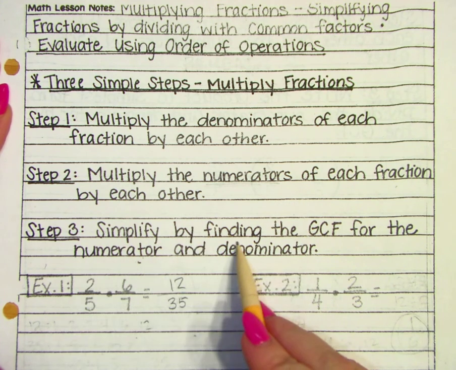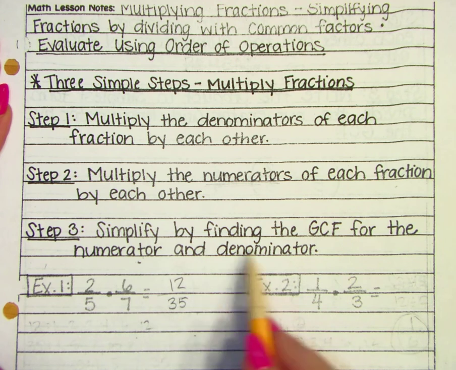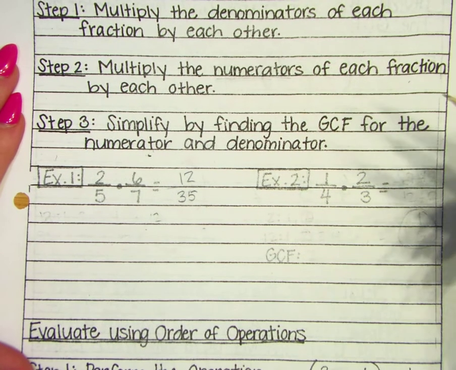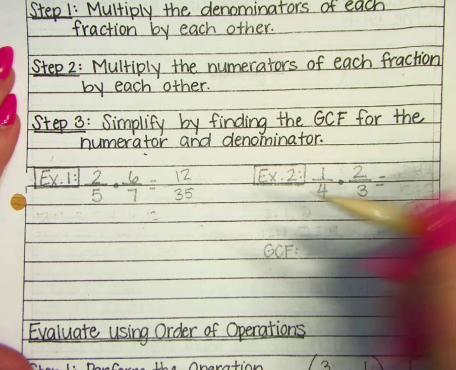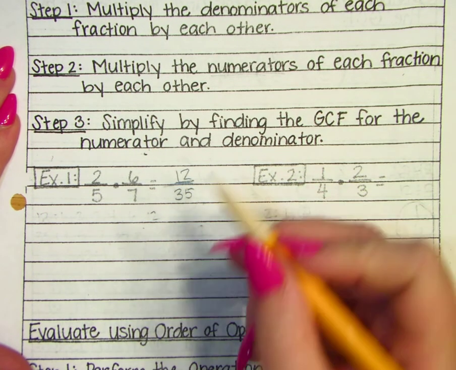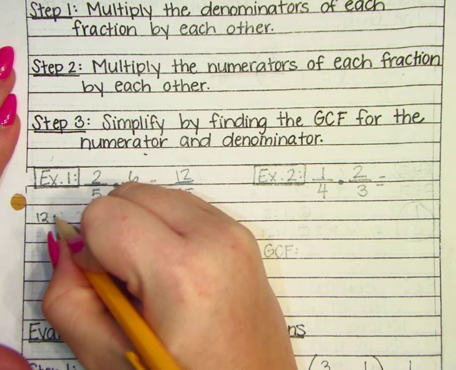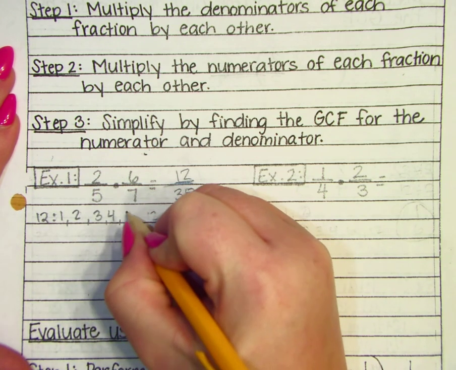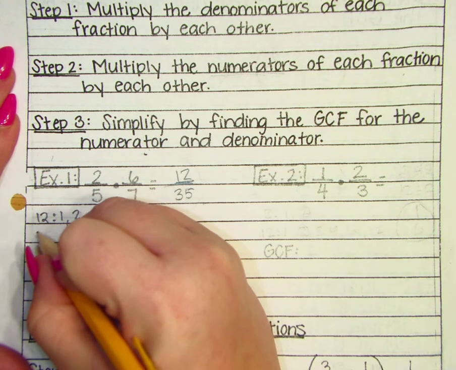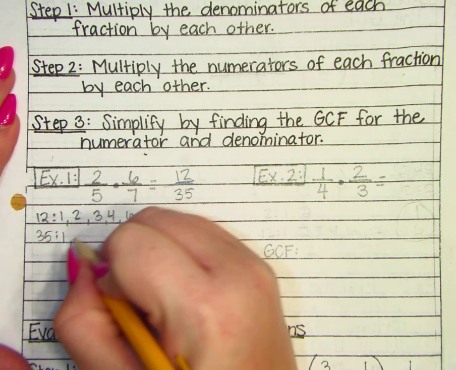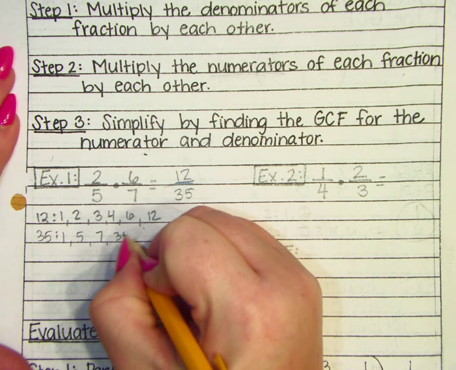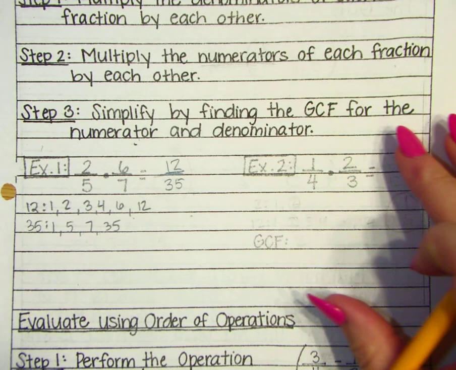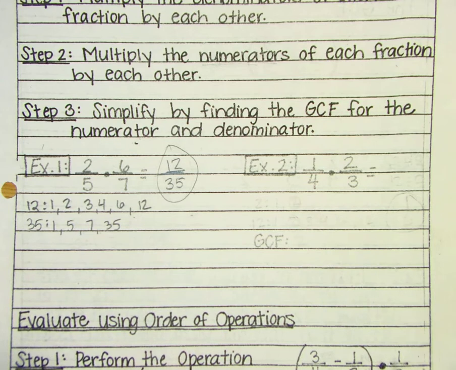And then step 3 is to simplify by finding the greatest common factor for the numerator and the denominator. Now in this case right here, 12 and 35, they don't have any common factors other than 1, and if you divide by 1, then you get the same thing. And if you didn't know that, that's okay. You can always list out your factors. Factors of 12 are 1, 2, 3, 4, 6, and 12. And then factors of 35 are 1, 5, 7, and 35. We don't have any in common other than 1, so that's it. So our final answer there is 12 over 35.